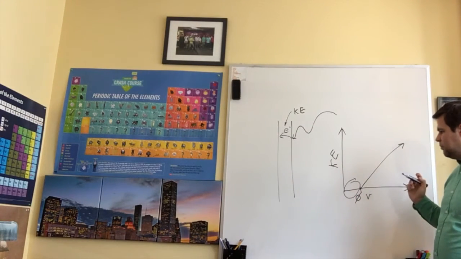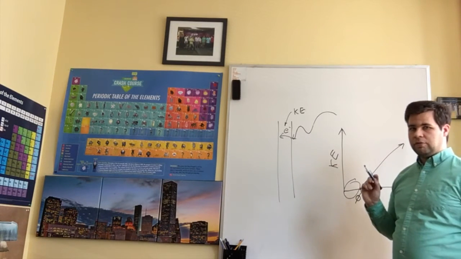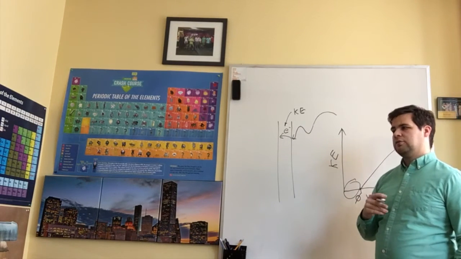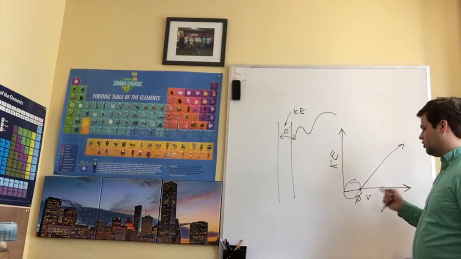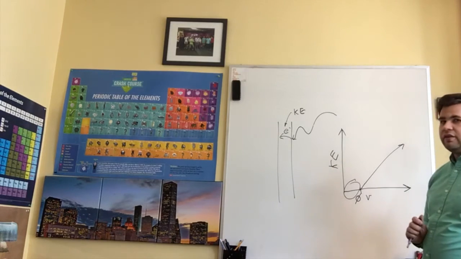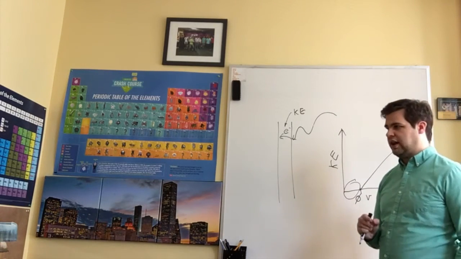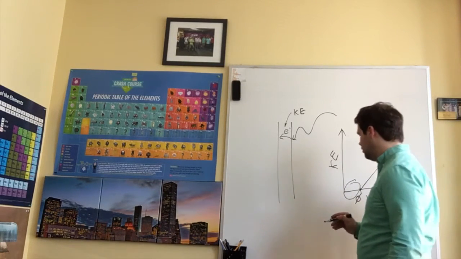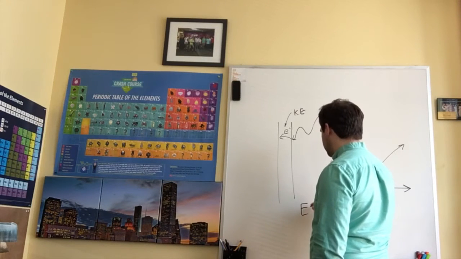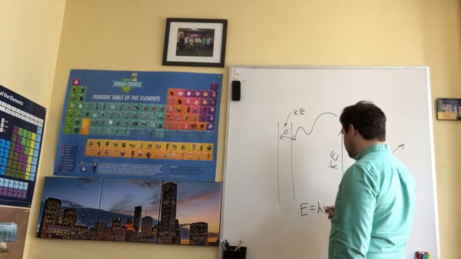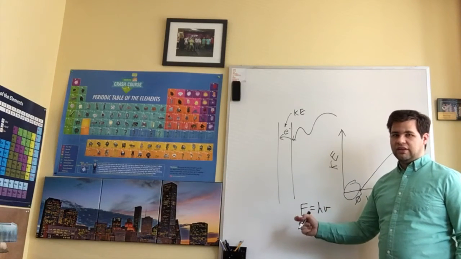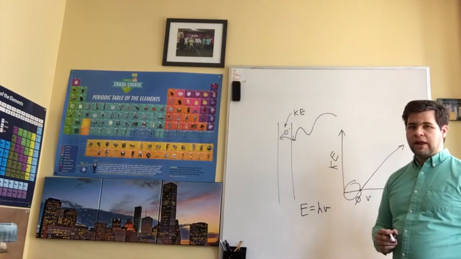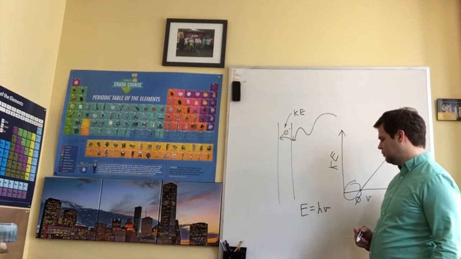So how did Planck and Einstein in particular resolve this? Well, they assumed that energy is quantized. So they assumed that this energy is equal to h nu, where h is Planck's constant, the same constant that fits the blackbody radiation curve.